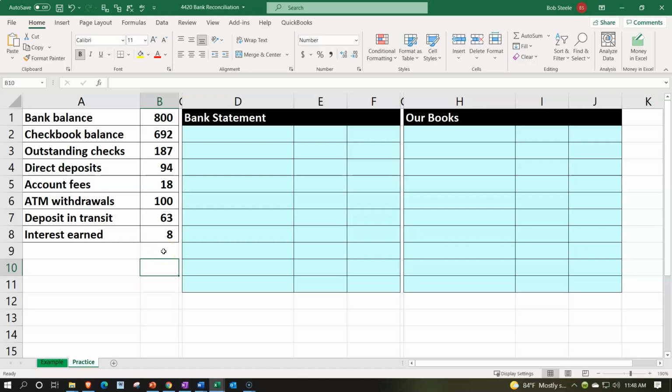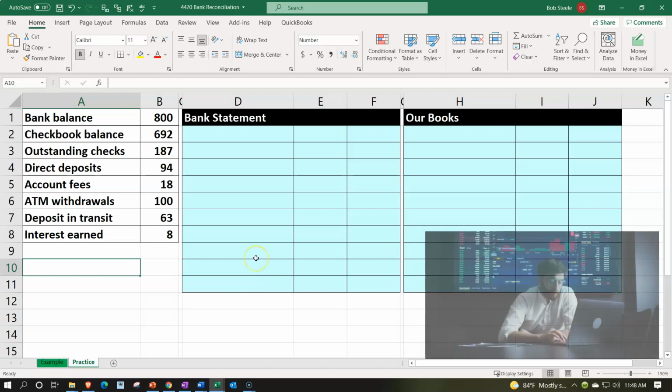Here we are in our Excel worksheet. If you have access to the Excel worksheet and would like to follow along, note that we're down here in the practice tab as opposed to the example tab, the example tab in essence being an answer key. Information is on the left-hand side. We're going to populate that into the blue area on the right-hand side, looking at a bank reconciliation scenario.